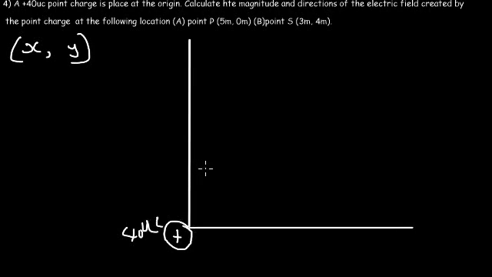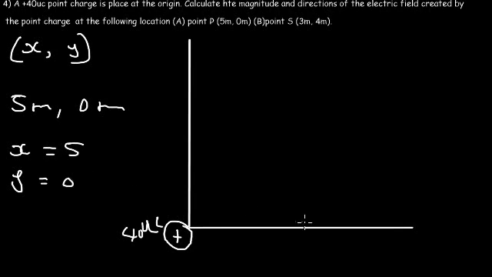Now, we are asked to calculate the magnitude and direction of the electric field created by the point charge at the following locations. The first point is 5 meters, 0 meters. That is, the coordinate along the x-axis is equal to 5 and the coordinate along the y-axis is equal to 0. So assuming I move 5 units to the right, then I need not move any unit along the y-axis because the value along the y-axis is indeed 0.